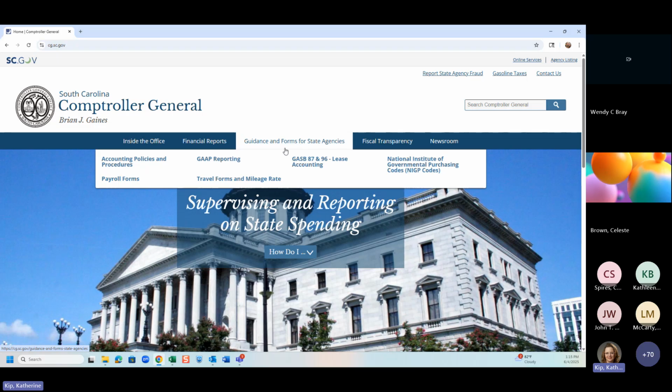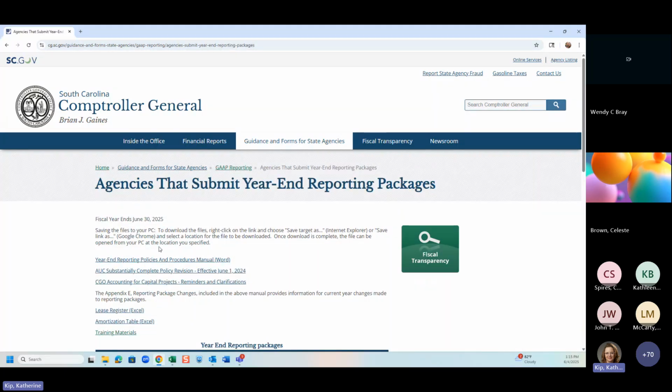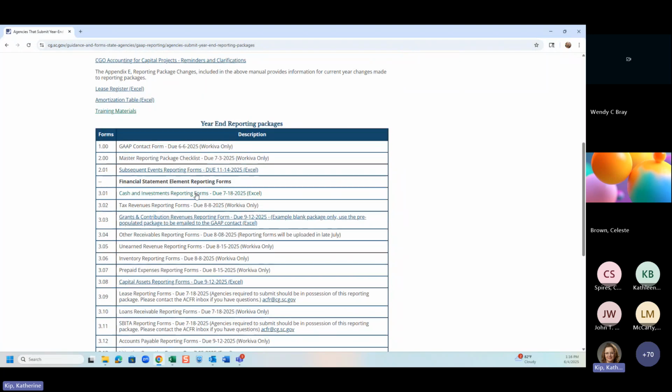This will show you where you can pick it up, but you're going to go to your GAAP reporting. You're going to go to agencies that submit year-end reporting packages, and you will go and pick up your reporting package here. And here is where it will tell you, just for other reporting packages, whether or not the package is Workiva or if it is Excel. So if you do your grants, that's also going to be Excel. But if you're doing your unearned revenue, that's going to be in Workiva.